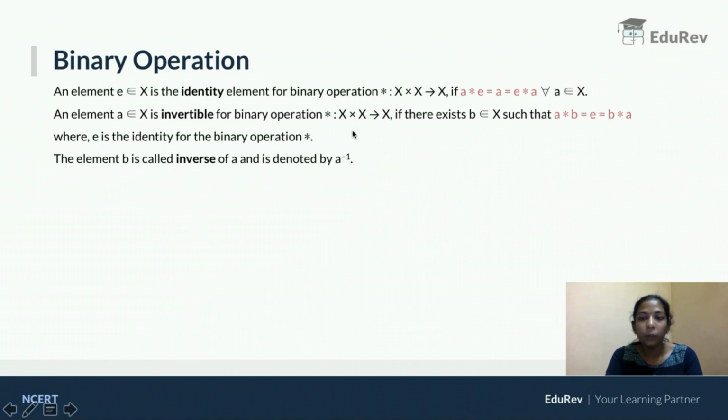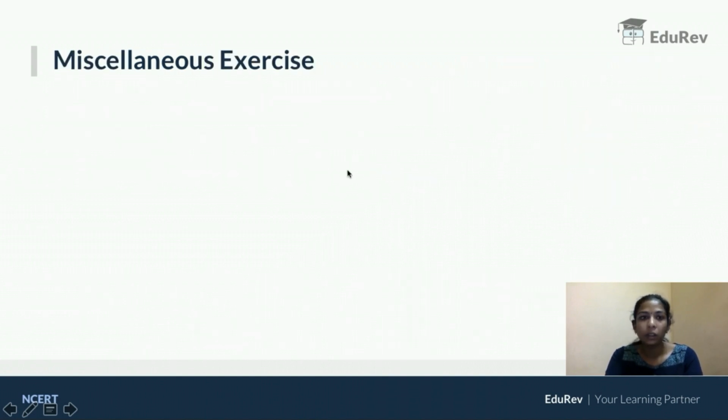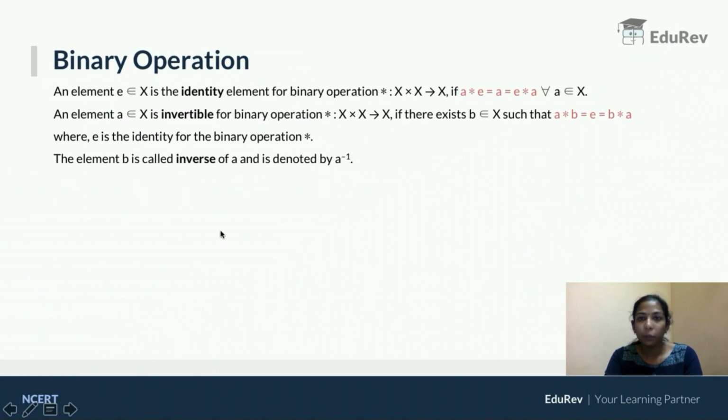So I hope you understood what is identity element and what is inverse element. We'll do few more problems to understand much better. And one more thing you have to note down is if A star B is equal to E is equal to B star A, B is nothing but the inverse of A and it is denoted by A inverse. I'm moving on to the next slide.